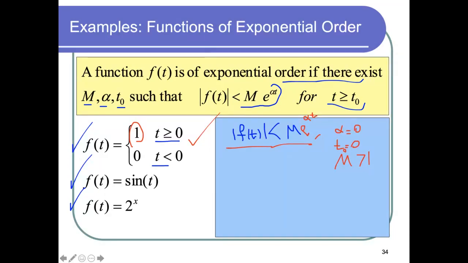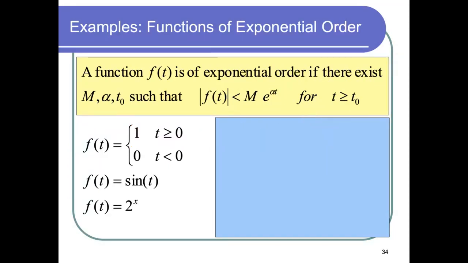Okay, now for the sine function, let's try to do it together. I will not solve it. Just give me some suggestions. Sine of t. Can we find m and alpha such that sine of t, for any value of t, is less than m e to the power of alpha t? You can suggest any numbers. So do you have ideas?